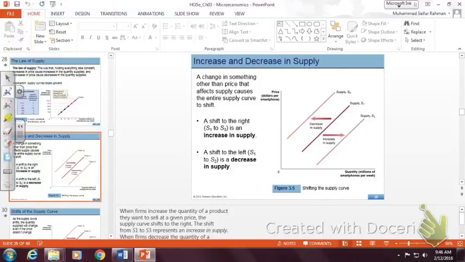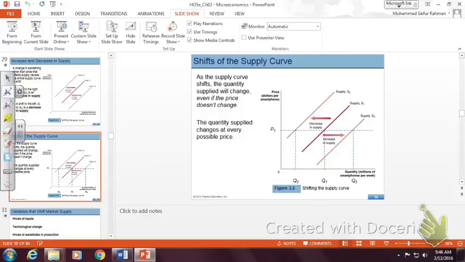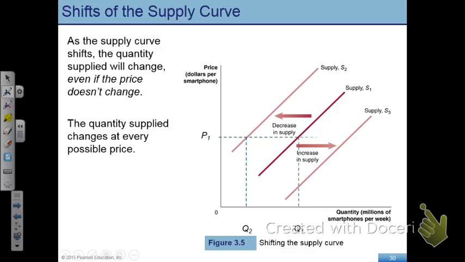Start with the idea that I think we also talked about: the distinction between a change in supply versus a change in quantity supplied. Whenever the supply curve shifts, either from S1 to S3 or from S1 to S2, we are going to call that a change in supply, and it should be quite intuitive if you look at the original price P1, at that P1 price.